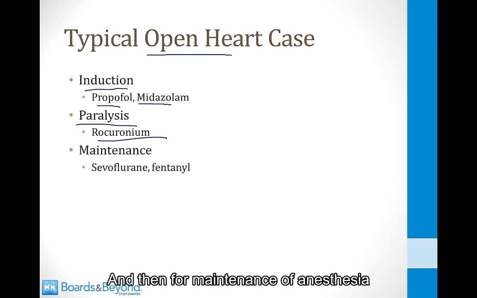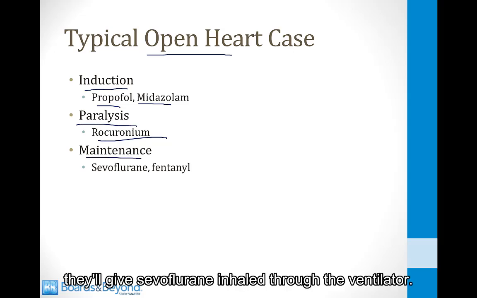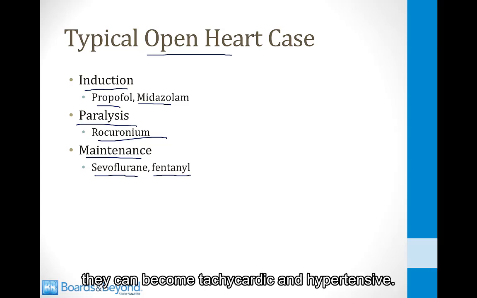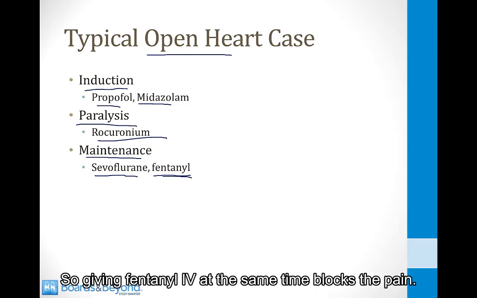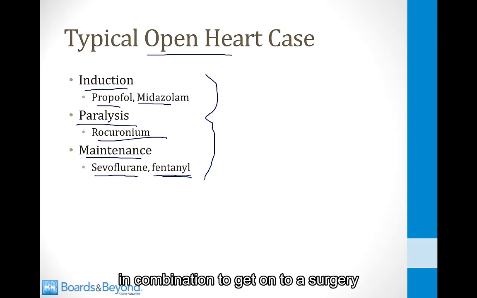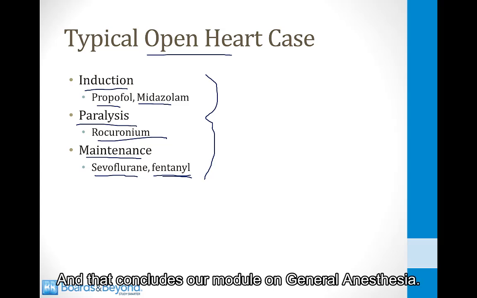And then for maintenance of anesthesia during the long open heart case, they'll give sevoflurane inhaled through the ventilator, and they'll also administer fentanyl IV. The sevoflurane keeps the patient asleep, but it doesn't prevent pain. And if the patient has a lot of pain, they can become tachycardic and hypertensive. So giving fentanyl IV at the same time blocks the pain. And so this is an example of how these drugs are used in combination to get someone through a surgery that may be several hours long. And that concludes our module on general anesthesia.